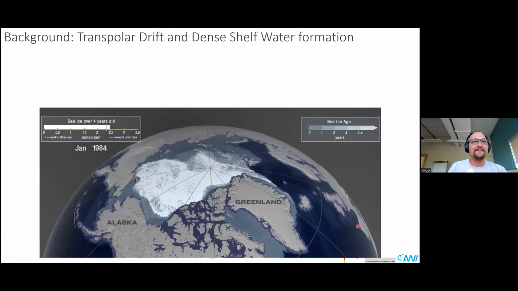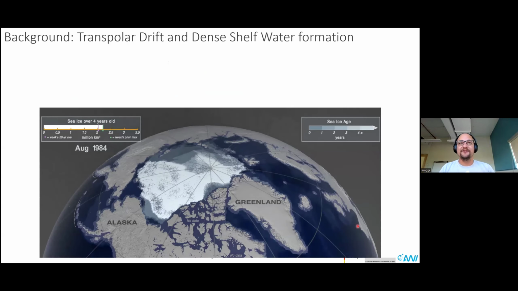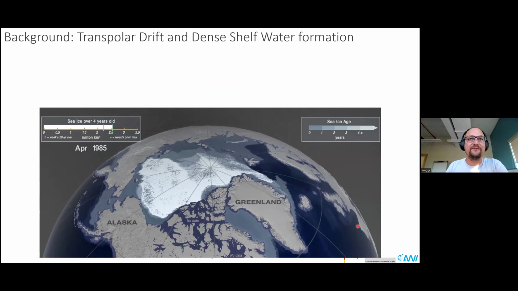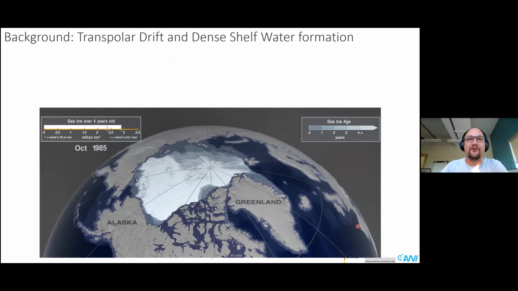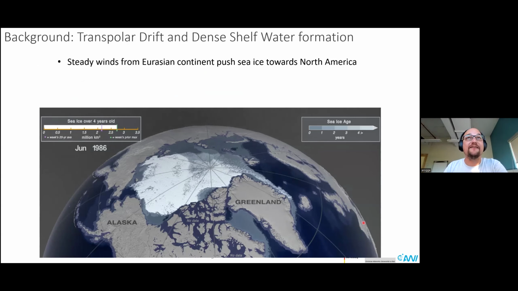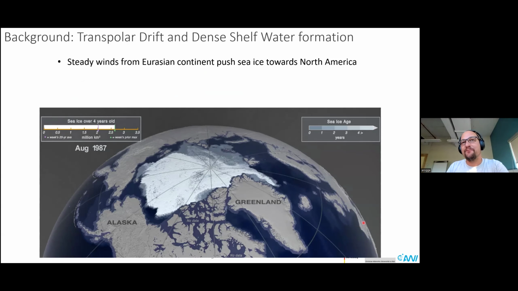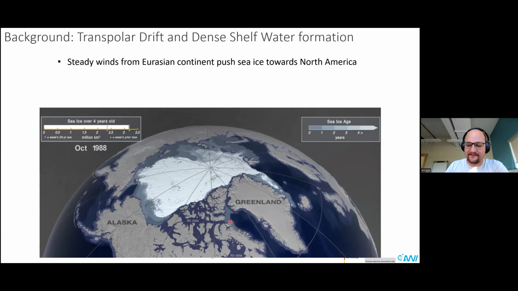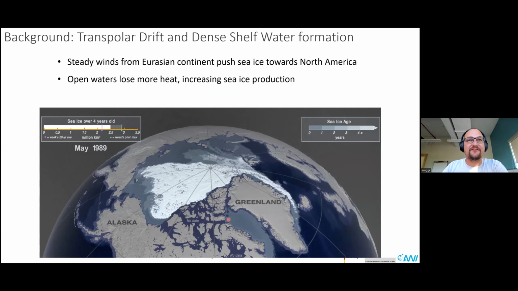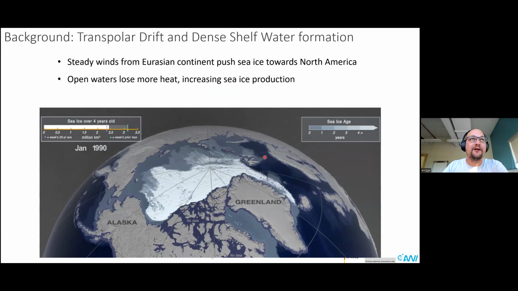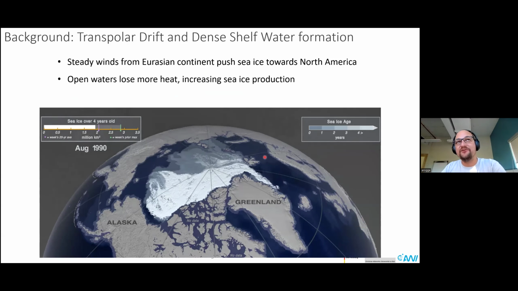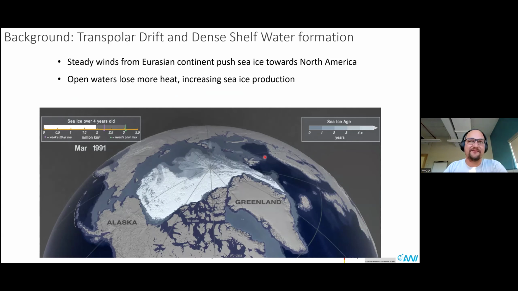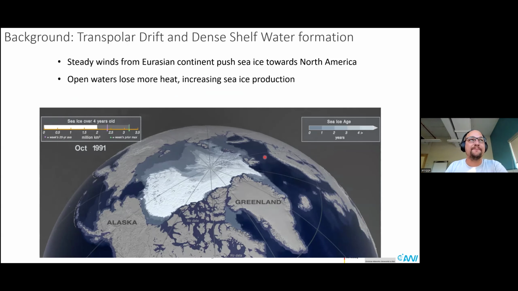So, and then a little introduction about the transpolar drift for you. What we have in the Arctic is the feature that we have steady winds from the Eurasian continent, which pushes the sea ice towards North America. And this is causing open water conditions on the Siberian shelves, which then lose more heat, which increases the sea ice production in the beginning winter.